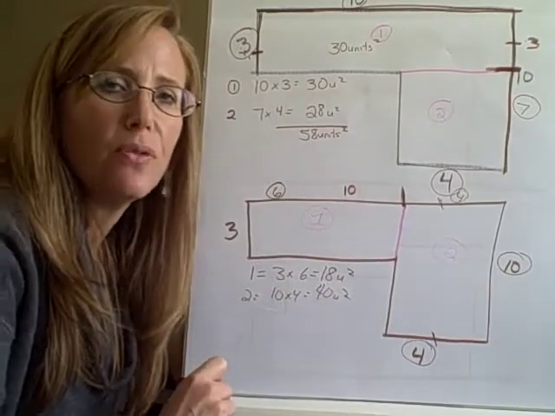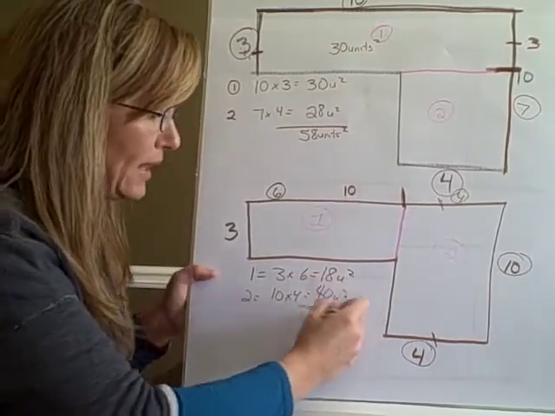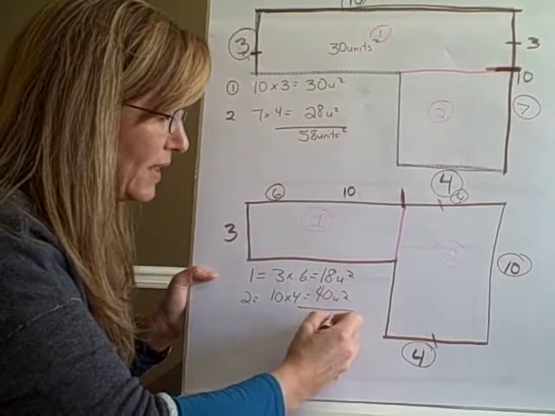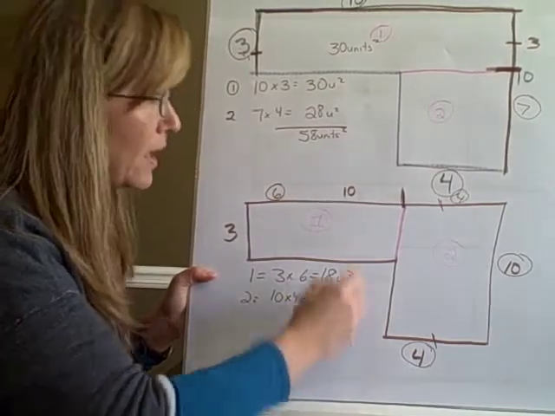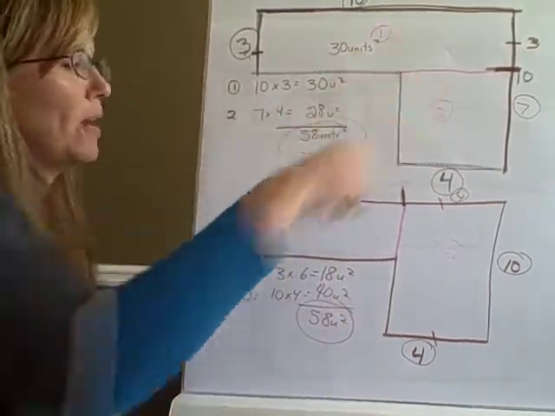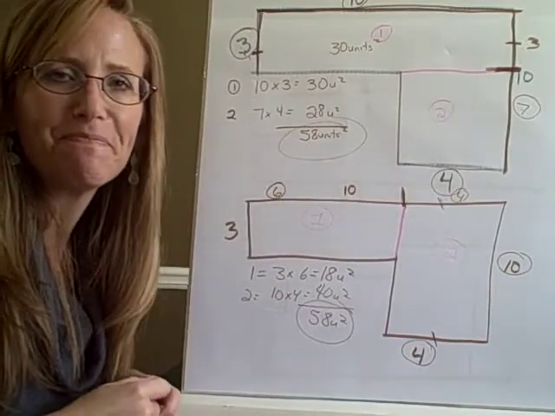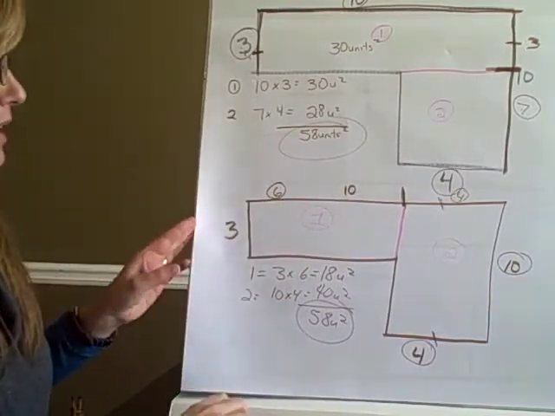And then I have to add those two to find my total area. Well, 18 plus 40 is 58 units squared. 58 and 58, they match. So no matter how you divide them, you're going to get the same thing. All right, let's look at your next shape because it's a little bit more complex.